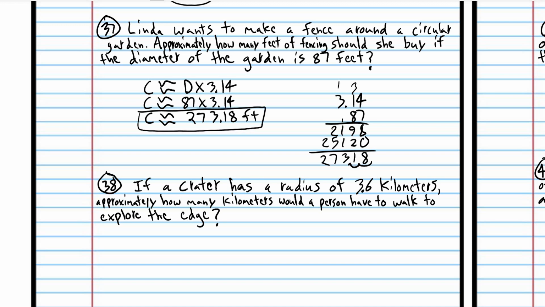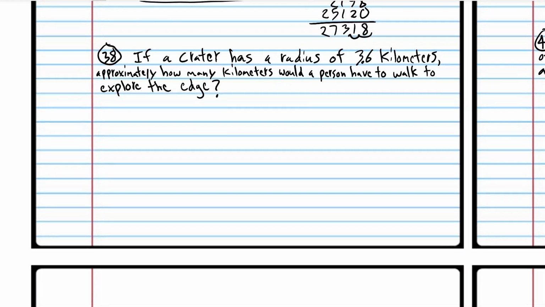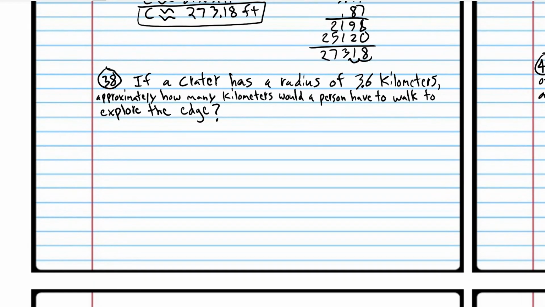So if you got the right answer, good job. If you didn't, that's okay. Go back and figure out what you did wrong. If a crater has a radius of 3.6 kilometers, approximately how many kilometers would a person have to walk to explore the edge? A crater is what's left when a comet hits the Earth. It's just a big old circle if you haven't seen that.